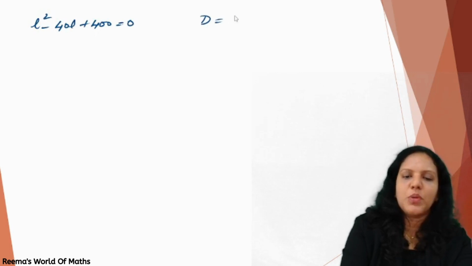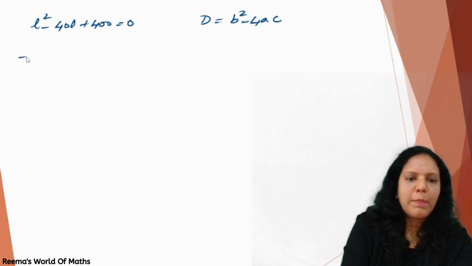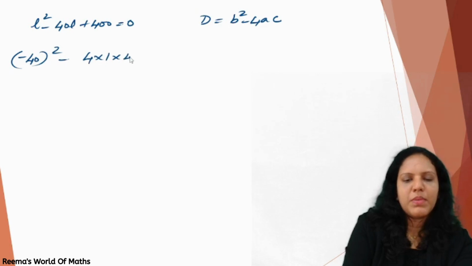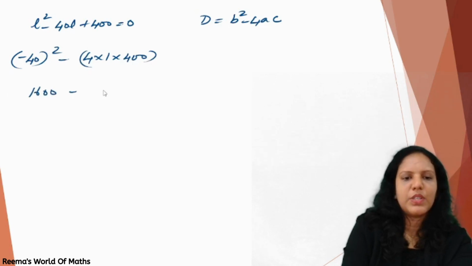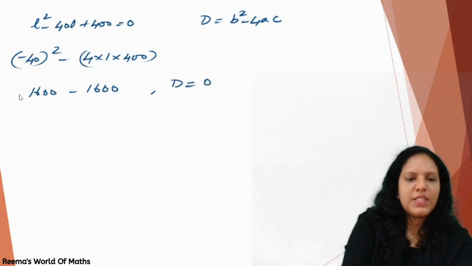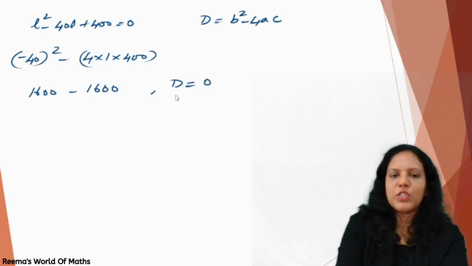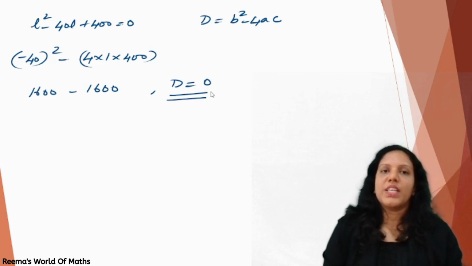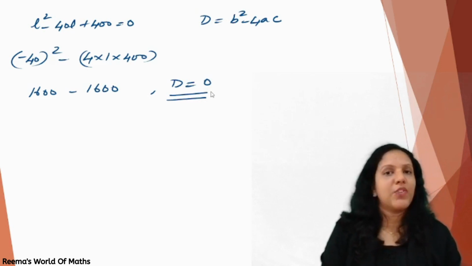Discriminant D is equal to b squared minus 4ac, which is minus 40 squared minus 4 multiplied by 1 multiplied by 400. Correct? So 40 squared will be 1600, minus 4 into 400, again 1600. So D is equal to 1600 minus 1600, D is equal to 0. The value of D is 0, so then it will have two equal roots.